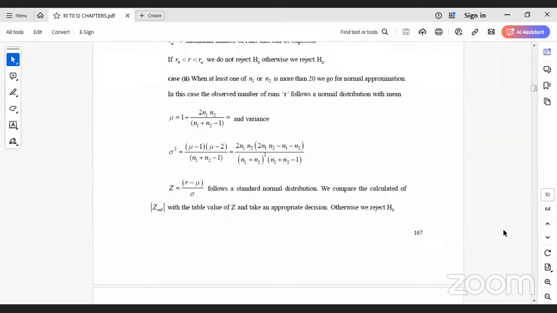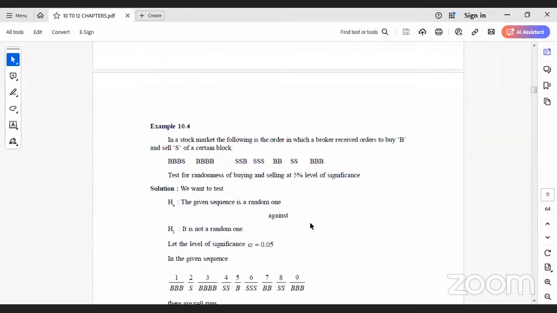So Z is equal to (R minus mu) by sigma, which follows a standard normal distribution. We compare the calculated value of modulus of Z with the tabulated value of the appropriate direction. Otherwise, we reject H0. Suppose we can see one problem here.